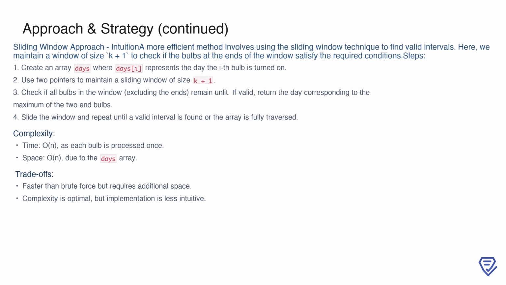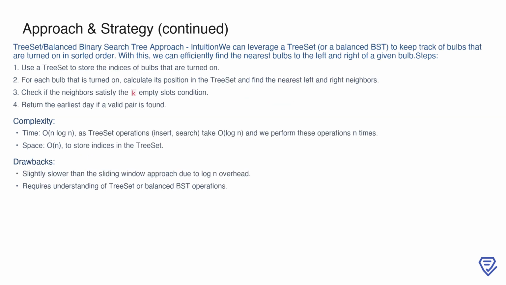While this method is faster, it comes with trade-offs, such as requiring a clear understanding of window boundaries and careful handling of indices. Additionally, the tree set or balanced binary search tree approach provides another efficient way to solve the problem. The intuition here is to use a tree set to maintain the indices of bulbs that are turned on in a sorted order, allowing us to quickly locate the nearest neighbors for any given bulb.